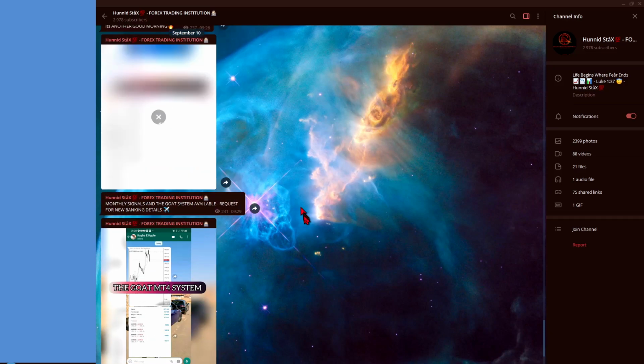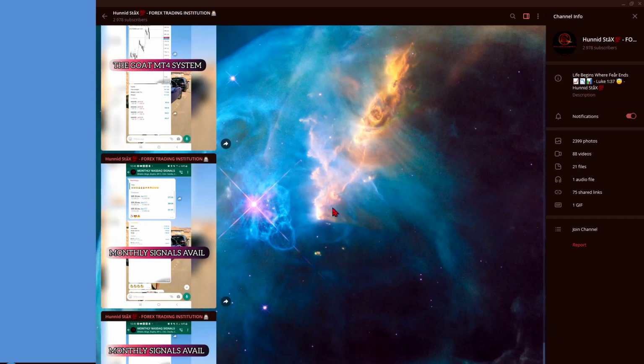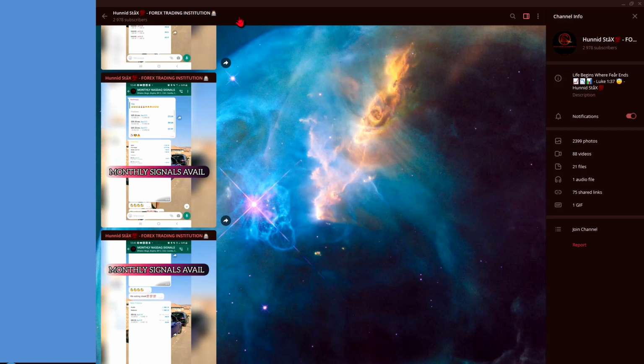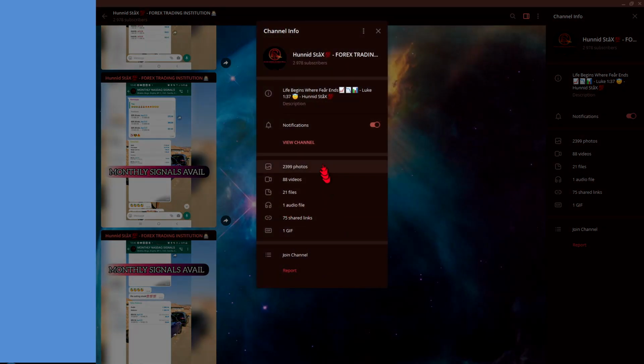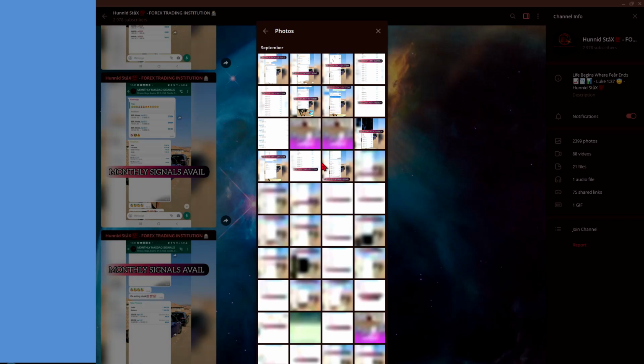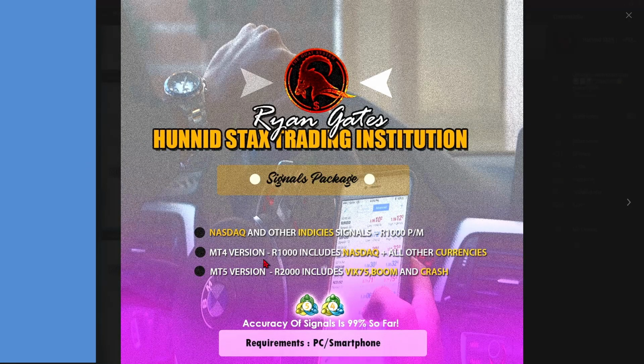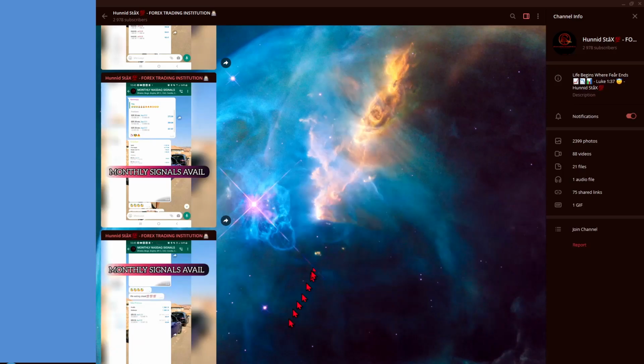As you can see, they do both the software and the monthly signals. What we are most interested in is the software. They don't really post much about the system. They do post a lot about their signals, but in this post you can see that their systems are 1,000 Rand for the MT4 version and 2,000 Rand for the MT5 version, with their signals coming in at 1,000 Rand per month. Now we can take a look at what the software looks like on your charts.